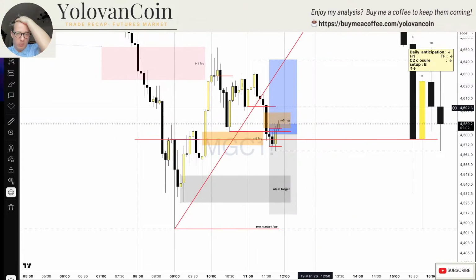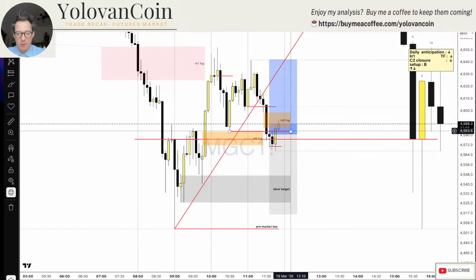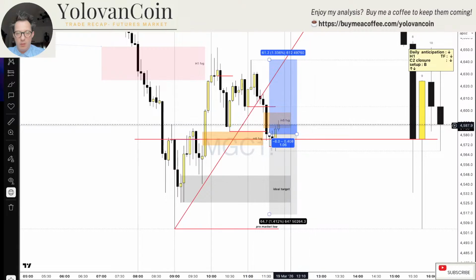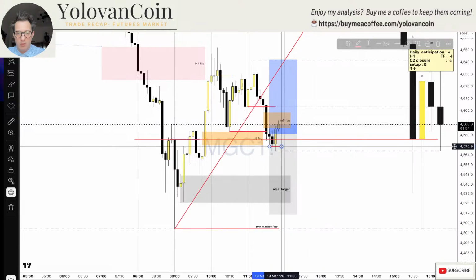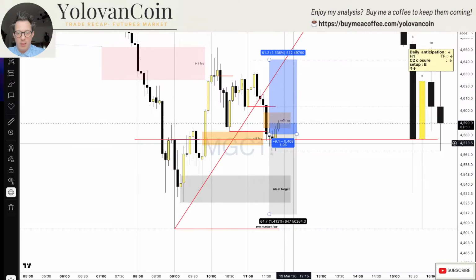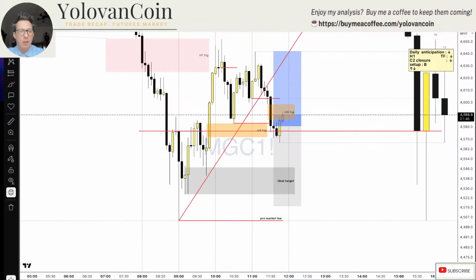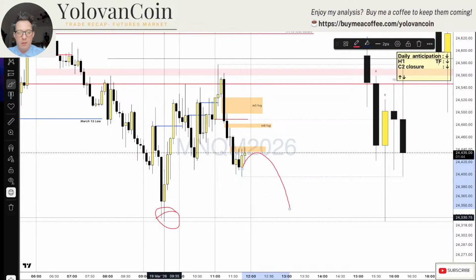Have a bearish order flow. Yeah, I want to see this one. 1 minute. Yeah. So ideally, I want to see short from this level to the ideal target. And on Nasdaq as well, I want to see this short.